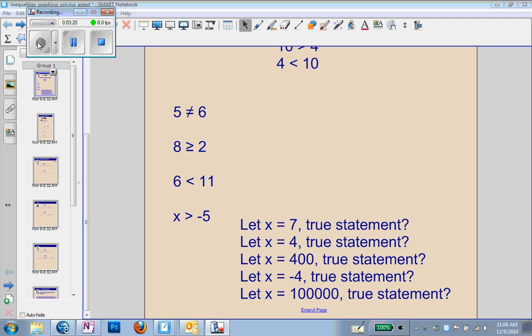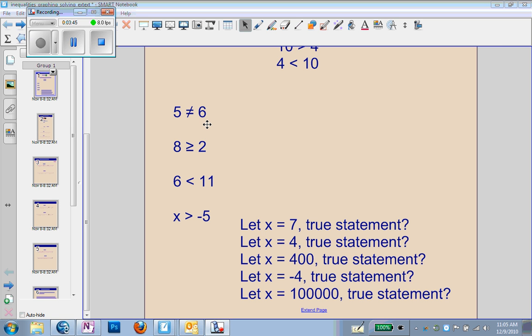X is greater than negative 5. Now, in this statement, X is greater than negative 5, let's let X equal 7. Is this a true statement? Yes, 7 is greater than negative 5. If we let X equal 4, is that a true statement? Yes, 4 is greater than negative 5. If we let X equal 400, is that a true statement? Yes, 400 is greater than negative 5.